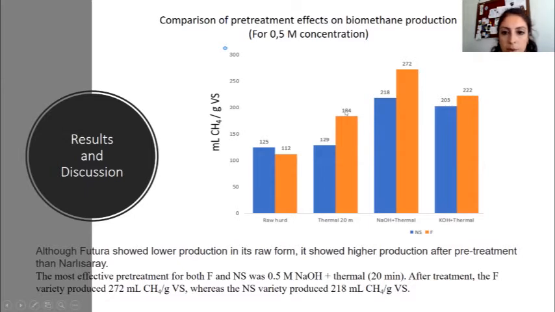In thermal, it produced 184 milliliters biomethane. In sodium hydroxide plus thermal, Futura produced 272 milliliters biomethane, and in potassium hydroxide 222 milliliters biomethane, you can see here.